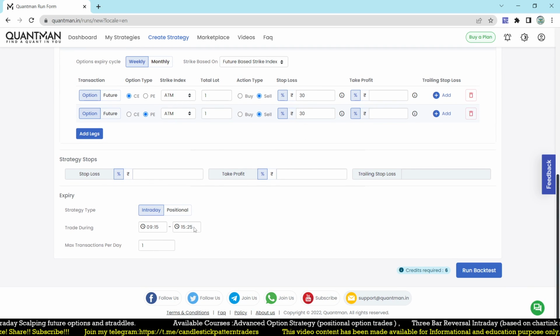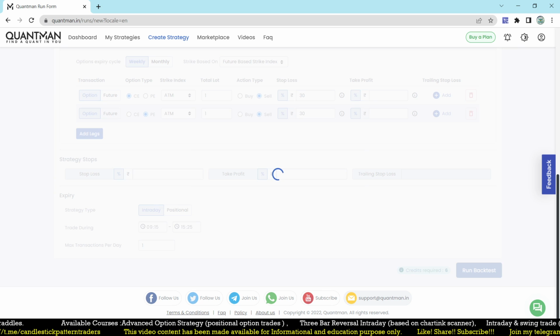So 9:15 to 3:25 is the maximum trading duration, and the maximum entries per day is 1. If you set the entries to 2 or 3, then after you exit your position, it will take another position. So we are going to take only one position with this algo trading strategy. Let me run the backtest. What will happen?